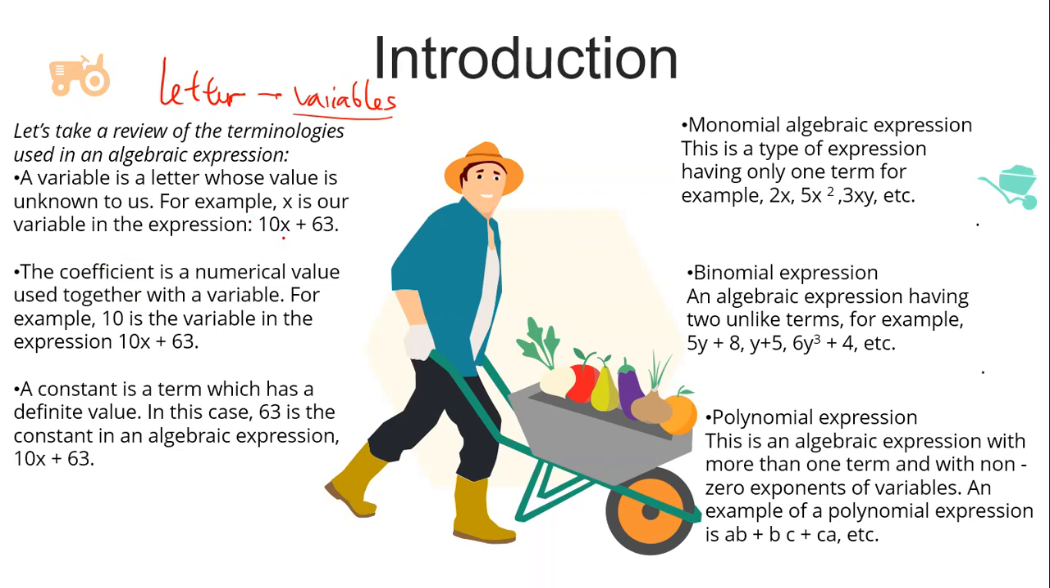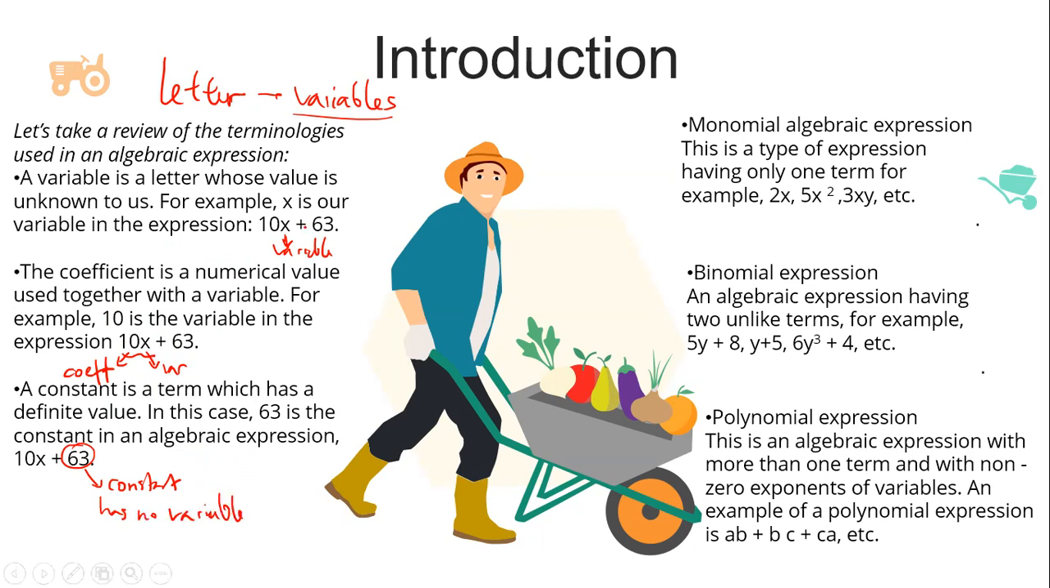So the coefficient is a numerical value. So for example, this is the X. X is called the variable. The coefficient is the numerical value, 10. 10x. So x is the variable, 10 is the coefficient. Okay. Now, what about the 63, which has no coefficient? This is called constant term. Okay, what is constant term? Constant term is the term that has no variable.